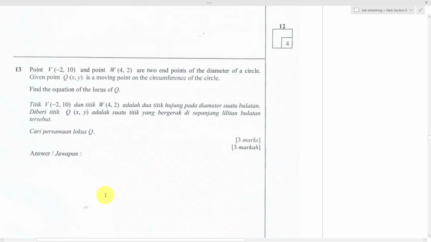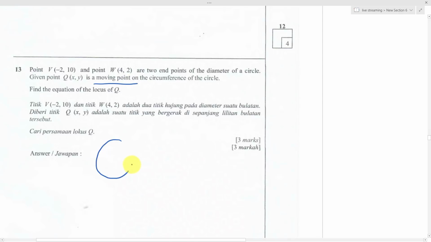Alright, so V and W are two endpoints of the diameter of the circle, and Q is a moving point on the circumference of the circle. So when you see moving point in your question, basically you know it's a locus. Only locus questions will use the words moving point. I don't believe you will see moving point in other topics. So you know this is locus.